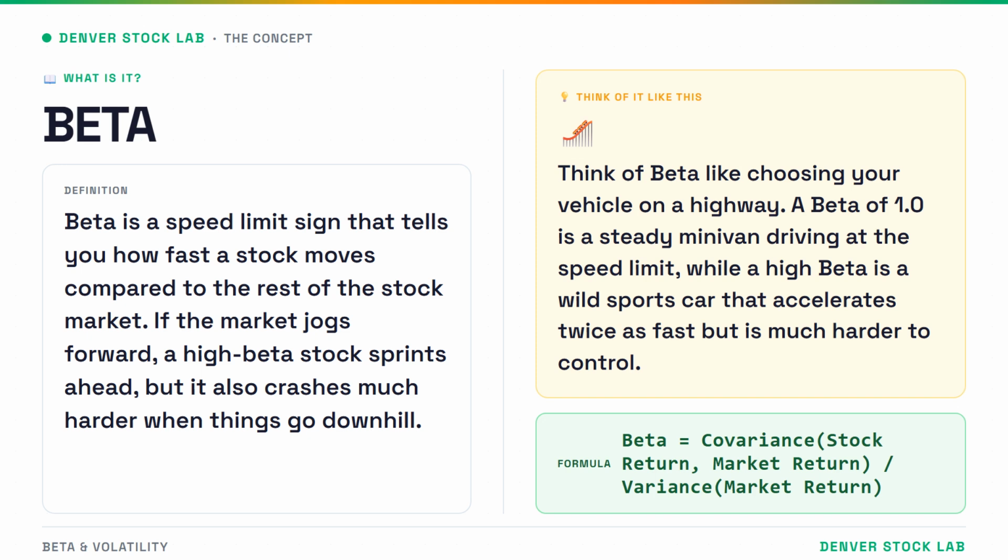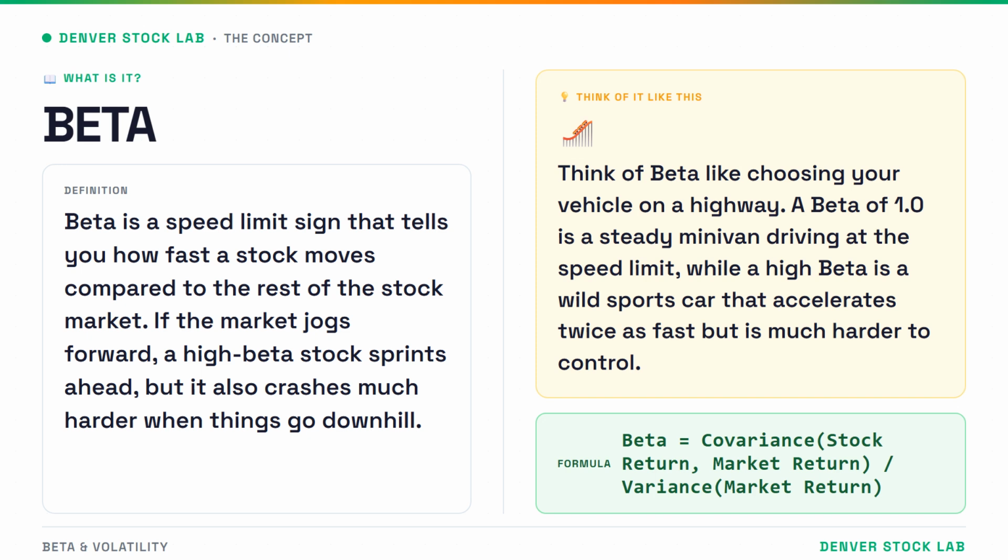Think of the entire stock market as a massive, steady river flowing in one direction. Most of the time, we measure this river using a famous index called the S&P 500, which is just a collection of the 500 largest companies in America. When we talk about the market as a whole, we assign it a baseline beta score of exactly 1.0. This 1.0 is our anchor, our baseline, our steady point of comparison.